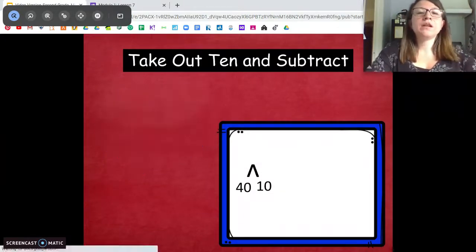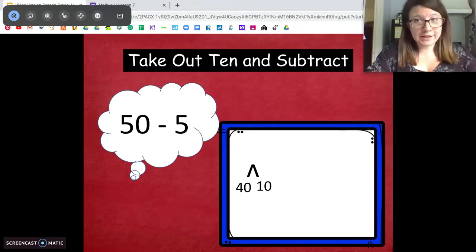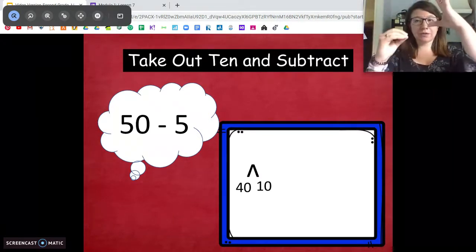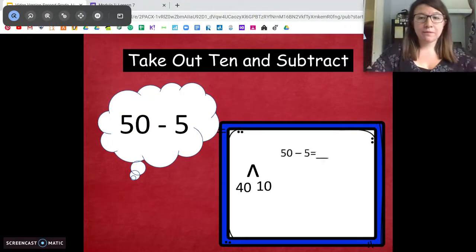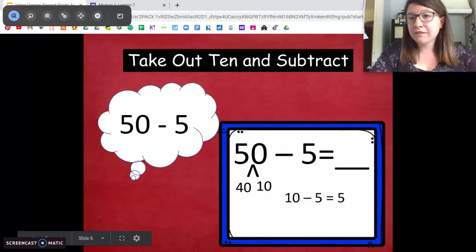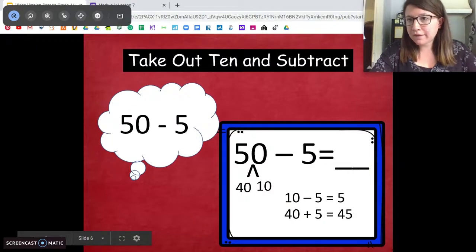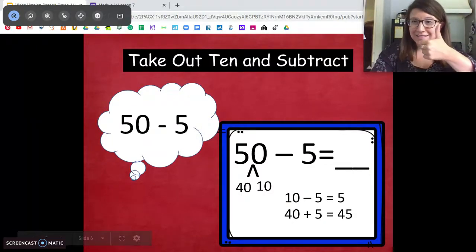All right, try this one. 50 minus 5. Be careful with the 5. It's okay. Same strategy. Pause the video and solve on your own. Ready? Okay, so we're going to break apart the 50. We're going to take out 10, so we have 10 and 40. Now we need to do our 10 subtraction fact. So we're going to take 10 minus 5 equals 5. Easy fact. Then we got to add in our extra. 40 plus 5, 45. Got it?